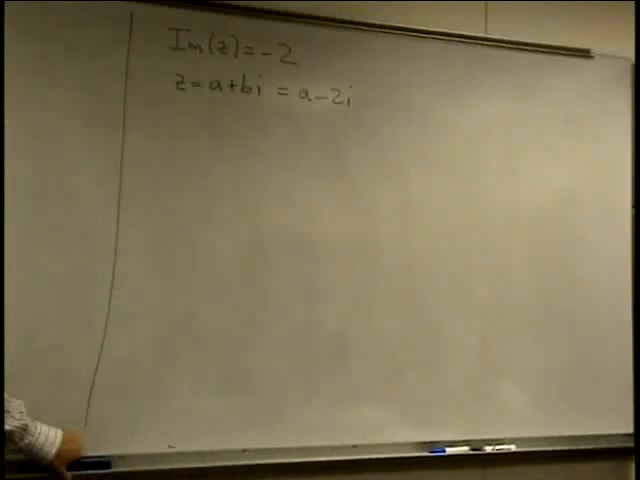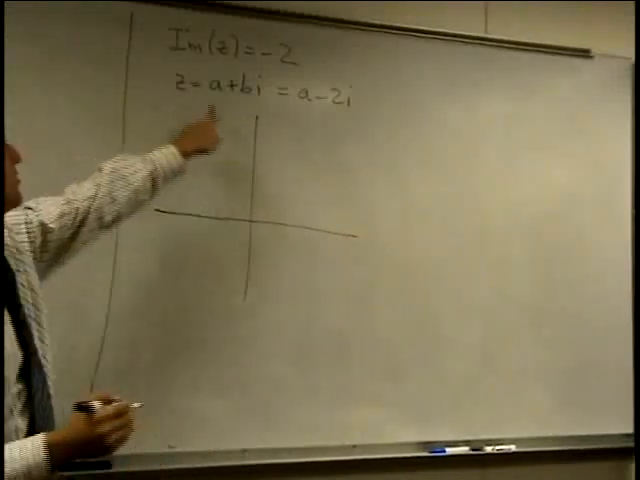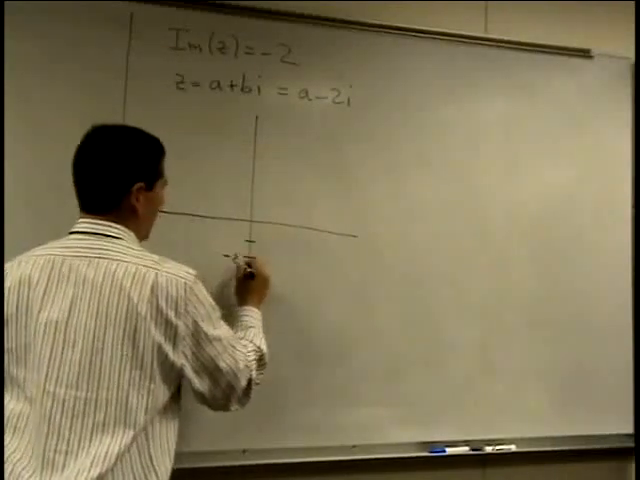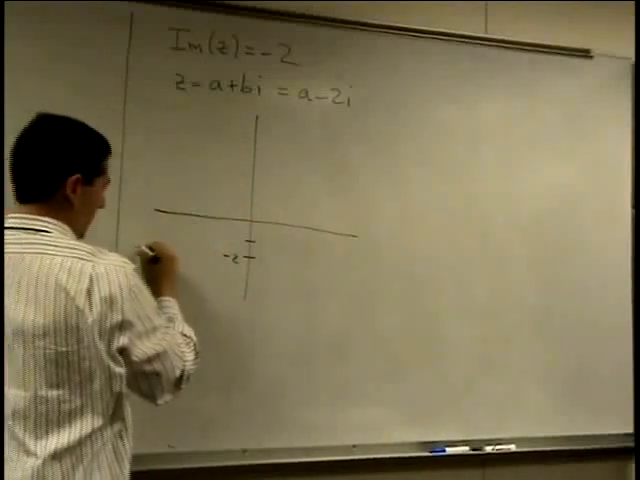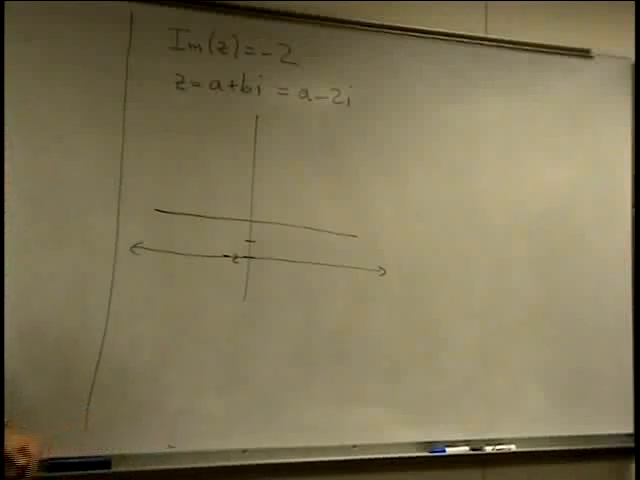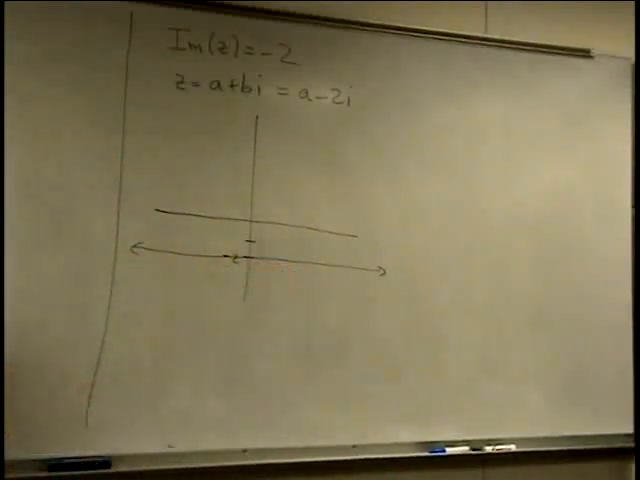Okay. So now when I try to plot this, I'm saying, what are all z such that they look like a minus 2i? Well, minus 2i is down here, and then the a can be anything, right? So I'm allowed to go anywhere. So it's going to end up being this horizontal line. Those are all the points where the imaginary part of z is minus 2. Does that make sense?